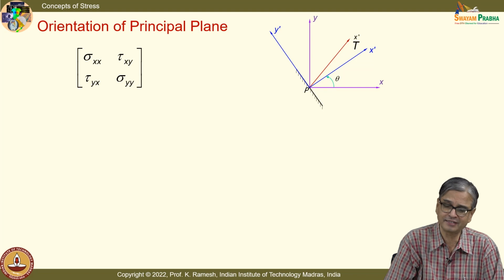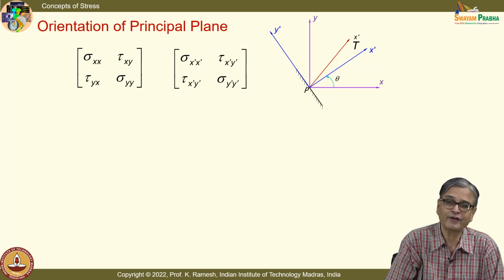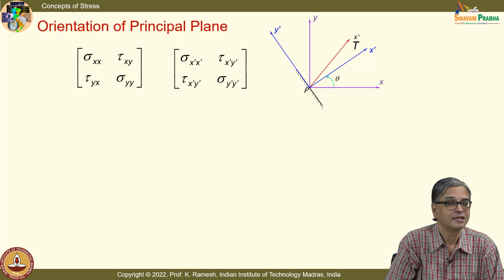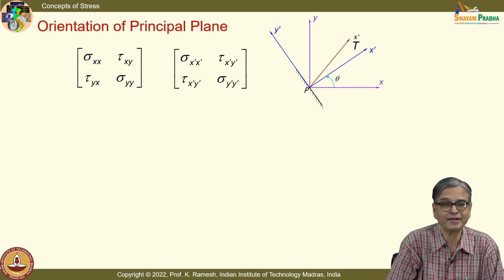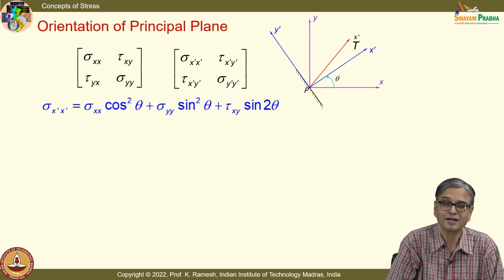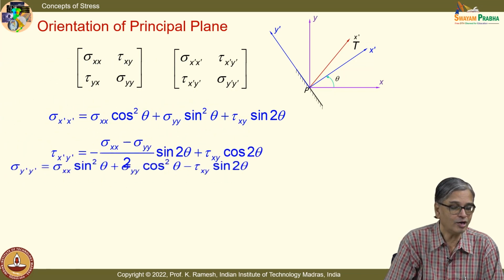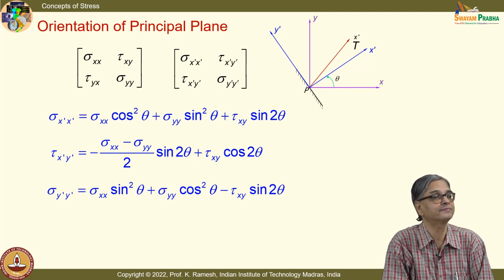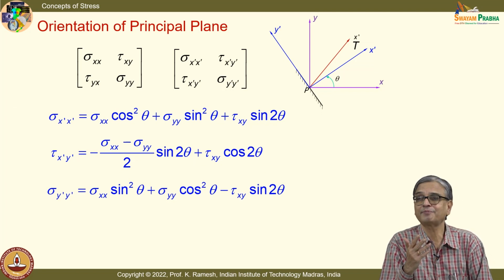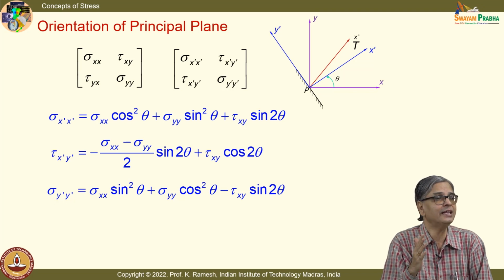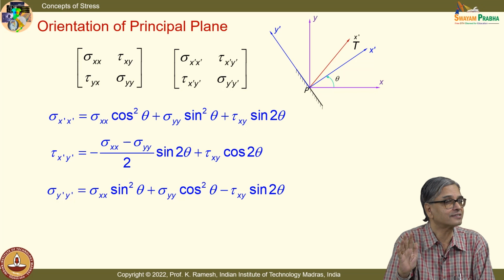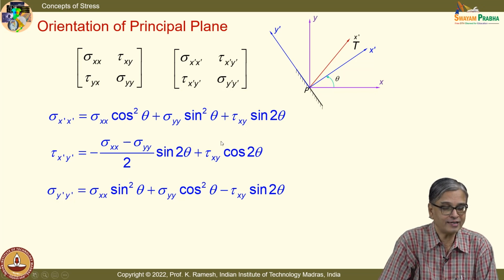Now, I said I have to find out the orientation of the principal stress plane mathematically. That means I should apply the condition mathematically. What is the definition of a principal stress plane? On the principal stress plane, you cannot have shear stress. So, I go and say in this expression, shear stress is 0, because this is a generic expression.